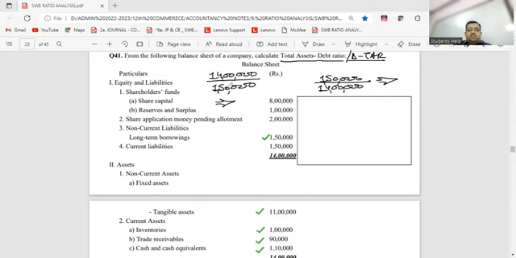So four zeros get cancelled. For CBSE students, it is 14 lakh upon 1.5 lakhs. And for ISC students, it is 1.5 lakhs upon 14 lakhs. Waiting for the answer. The total asset to debt ratio for CBSE is 9.33:1. And for ISC, it is 0.107:1. Got the answer?